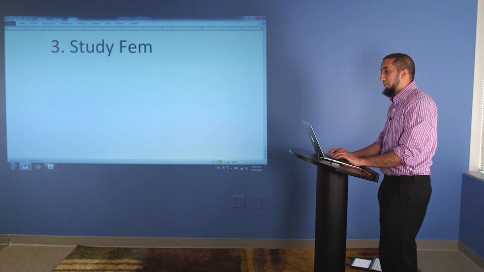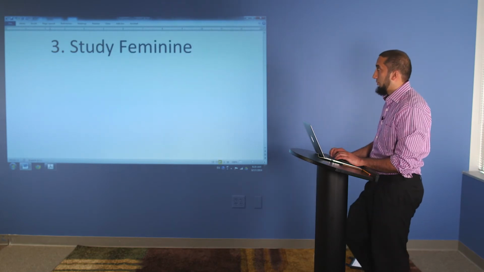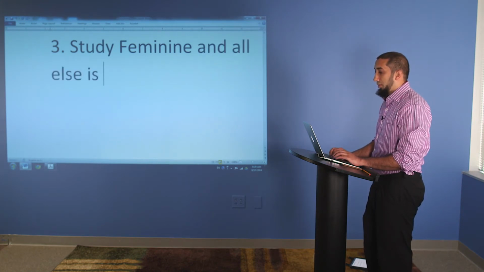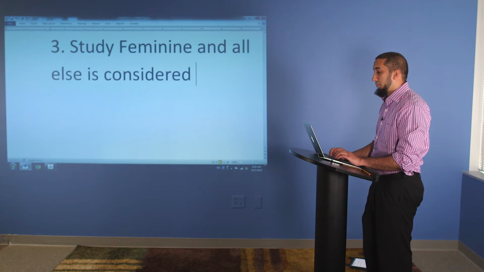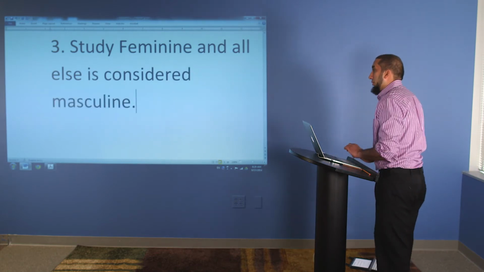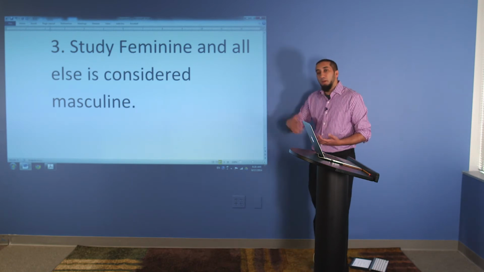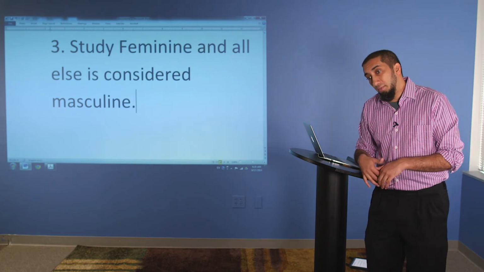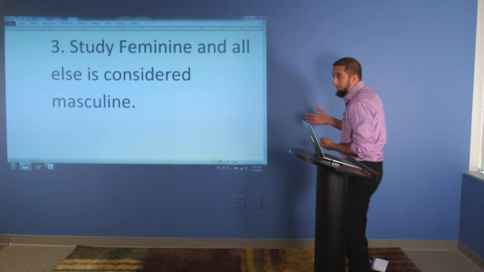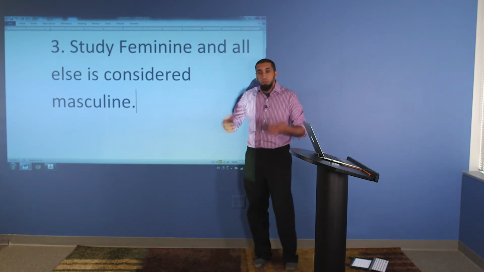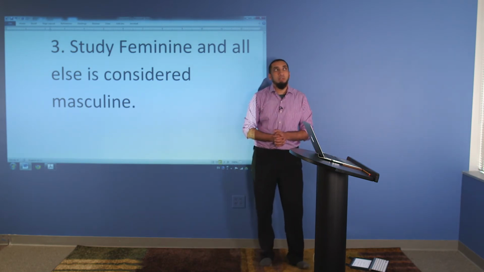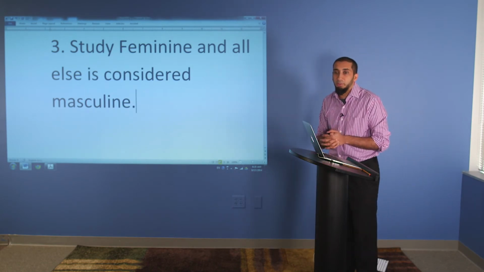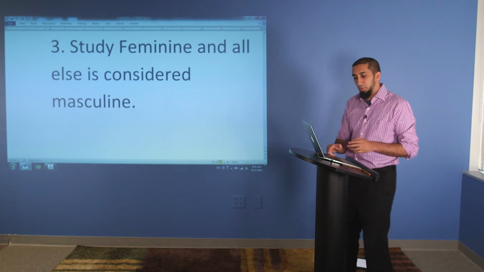Okay, now, the third item in your notes for gender is to study feminine, and all else is considered what? Masculine. We have this rule I gave you a long time ago: every ism is masculine until you can prove that it's feminine. So you only study the proofs of feminine, and when you don't find them, you say this word is masculine. If somebody asks why, you say, because I couldn't find any reason to make it feminine. That's the thought process behind it.